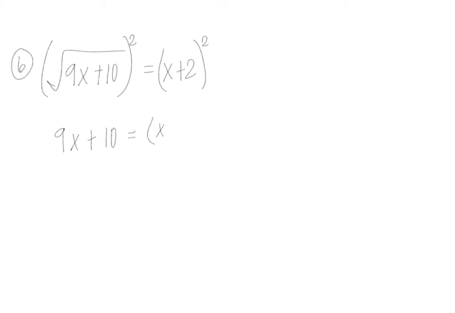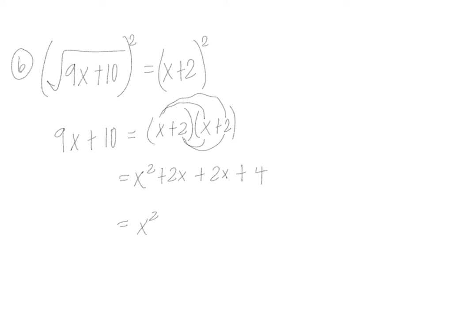So x plus 2 squared is x plus 2 times x plus 2, and you have to simplify that out to get x times x is x squared, and x times 2 is 2x, and now 2 times x is 2x, and 2 times 2 is 4. To get x squared plus 4x plus 4 equals 9x plus 10.